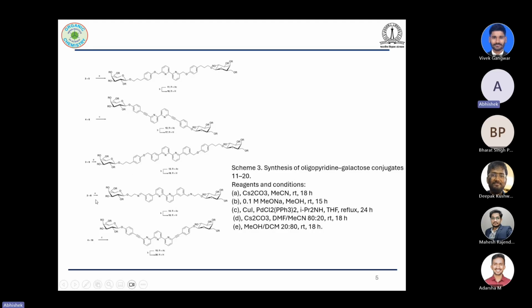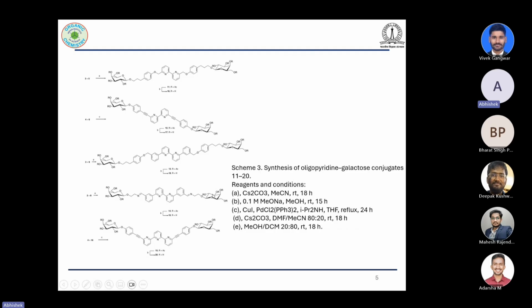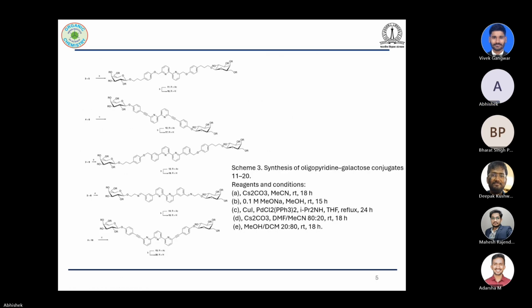And in entry 4, they take 2 and 8, this glycosyl amine 2 and this compound 8, to synthesize the final molecule, and the condition is methanol DCM in 20:80 ratio at room temperature. And in the last, they take 4 and 10, these final molecules, synthesized in the synthesis of oligopyridine.